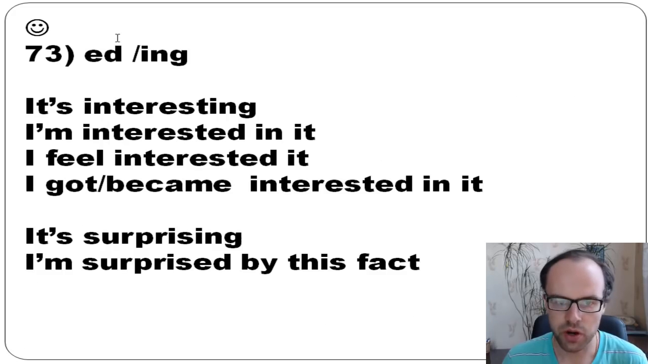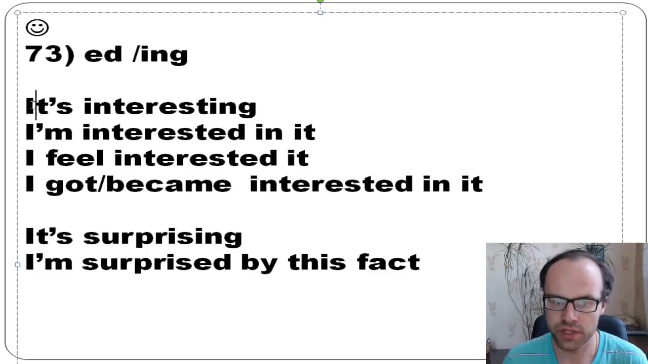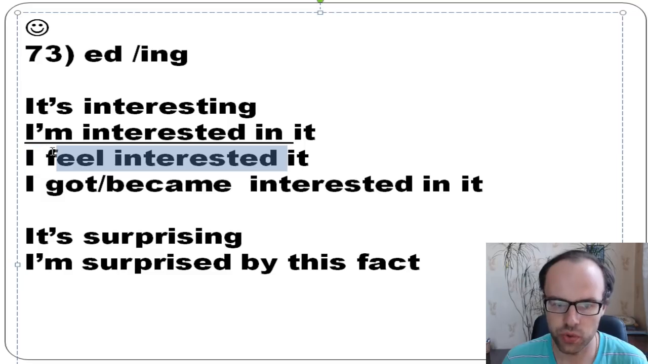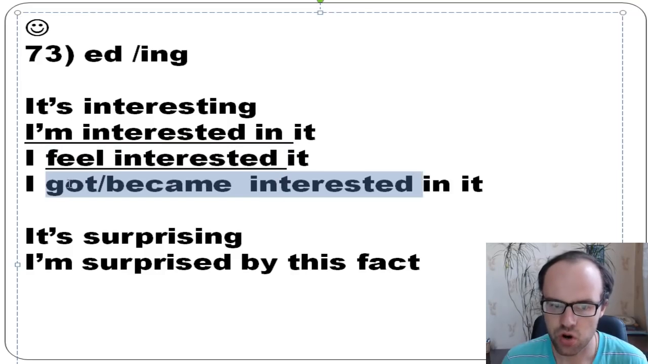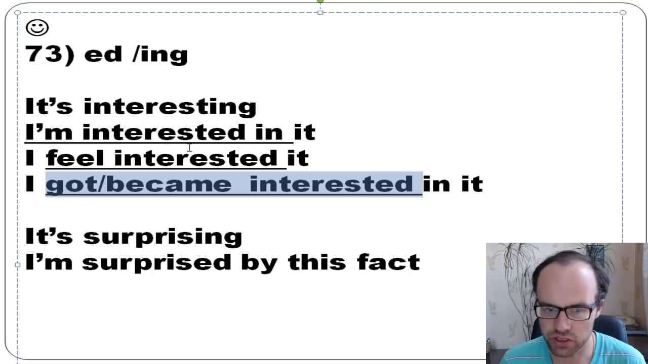Well, what about -ed and -ing? We say it's interesting, but please remember this phrase: I'm interested in, right? And I feel interested. So we use -ed. And also I got interested in something, or I became interested in something, okay? So it's interesting, but I'm interested in it. I feel interested in it. I got interested in it. So got means became. I became interested in it.